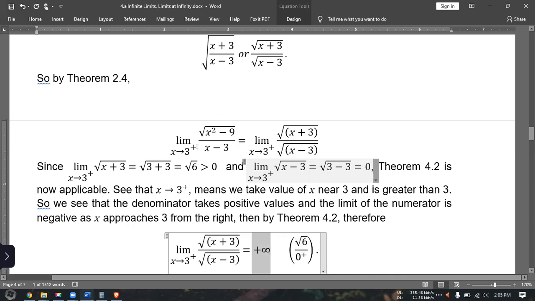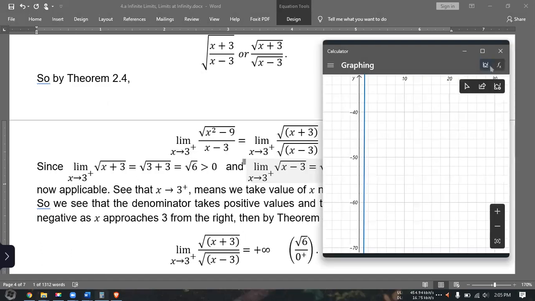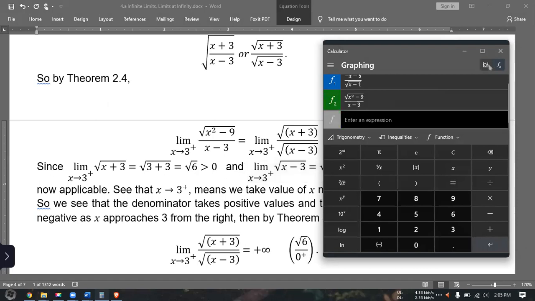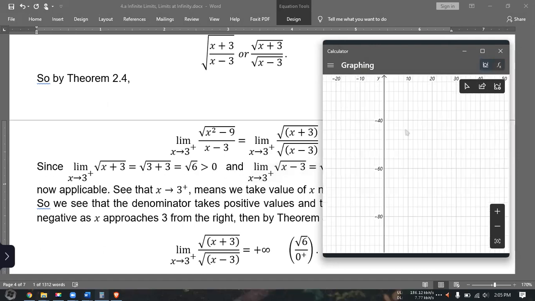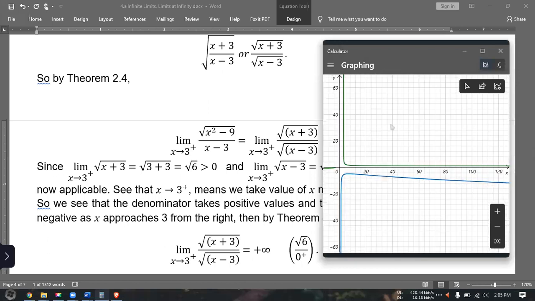Now let me show you again the graph. Trying to approach 3 from the right side. And y should be increasing without bound. While x is trying to approach 3 from the right side, y should be increasing without bound. Where is 3? Let's find x is 3, on the right side. And you can zoom in.